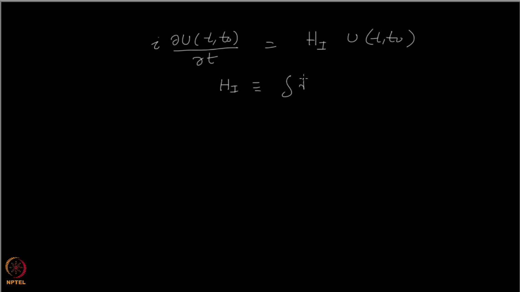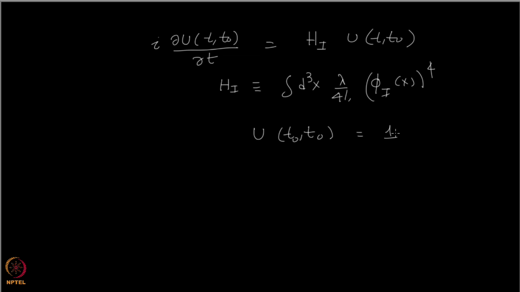So where we are, we have found that i del U over del t equals H_I U, where H_I, as I wrote just now, in this case is the integral d cube x lambda over 4 factorial phi I x to the 4th. Okay, and to uniquely determine the solution you need a boundary condition, and that's easy. You can check that U of t naught is 1.